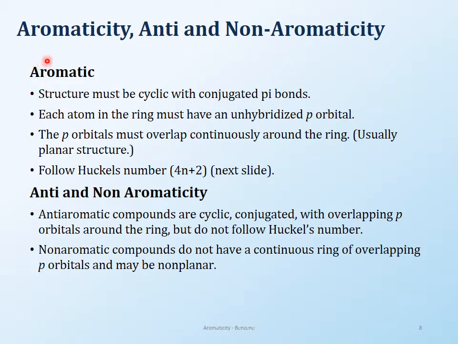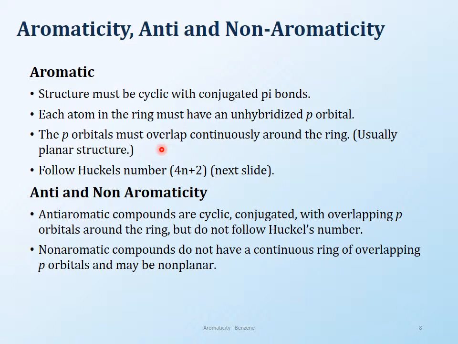For any structure to be aromatic, it must be cyclic and it must have conjugated pi bonds. Benzene falls into that range, but so do cyclooctatetraene and cyclobutadiene, so obviously they fulfill this category. Then each atom must have an unhybridized p orbital. Benzene has that, and so does cyclooctatetraene. Then the third criterion is that the p orbitals must overlap continuously, and continuously means that the structure should be planar.